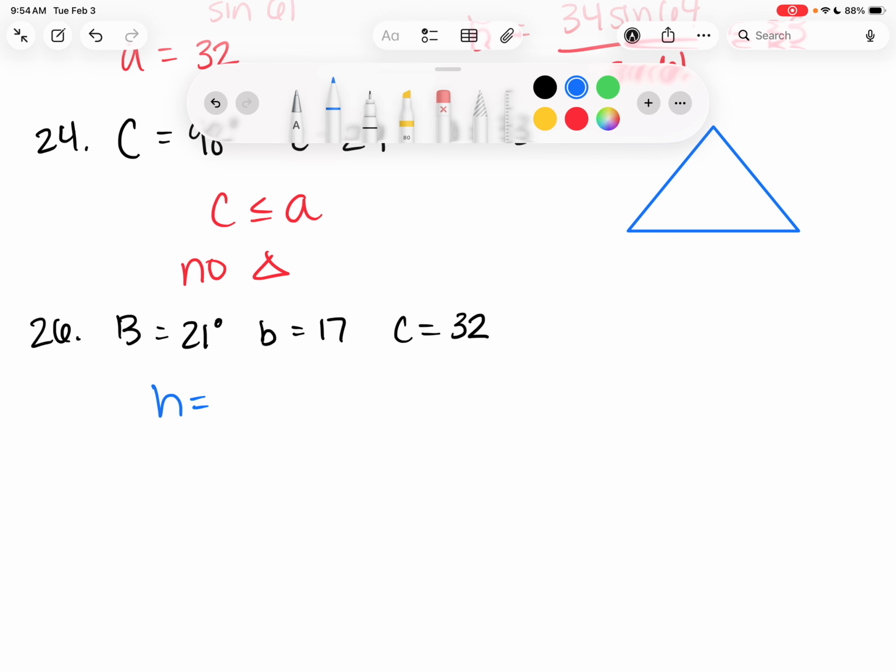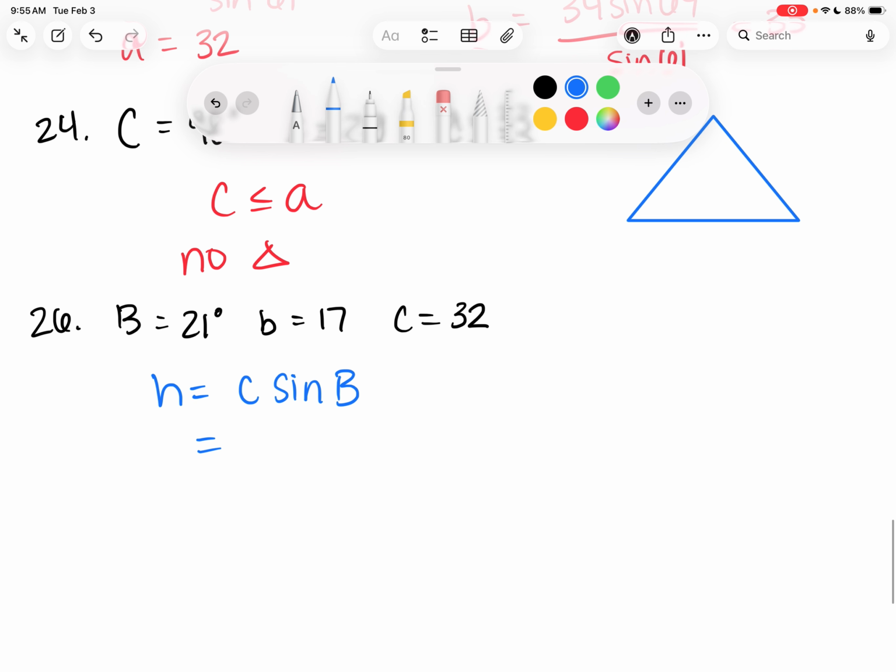The formula for H is going to be C sine B, so it's the side that doesn't go with the angle that you were given. I usually write down the sine of the angle, and then that's when I decide what my other side length is, just to help. Remember, with H, we're always going to go one decimal place past, because sometimes it might be slightly bigger or slightly smaller. So we've got 32 sine of 21.